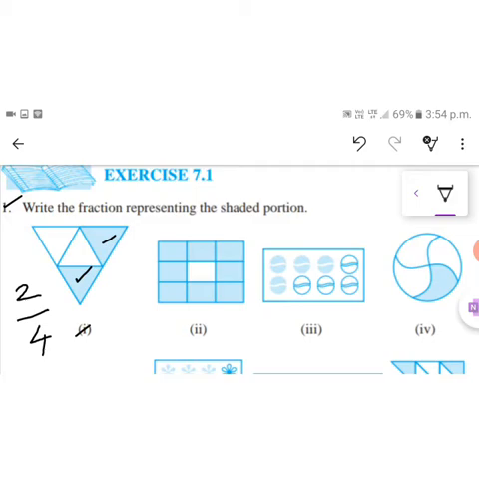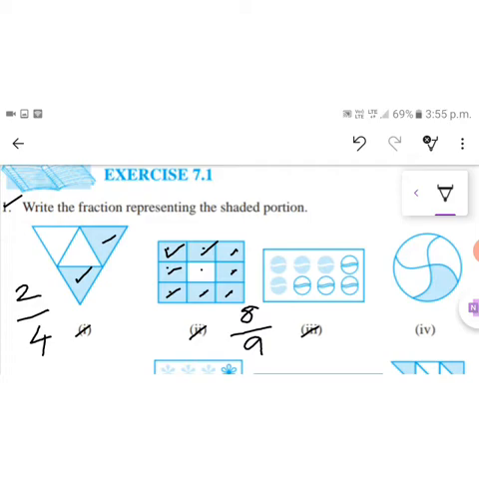Number 2. Total number of boxes is 1, 2, 3, 4, 5, 6, 7, 8, 9. So write the total number of boxes in the denominator. Number of boxes shaded is 1, 2, 3, 4, 5, 6, 7, 8. So write 8 in the numerator. Therefore the fraction is 8 by 9.